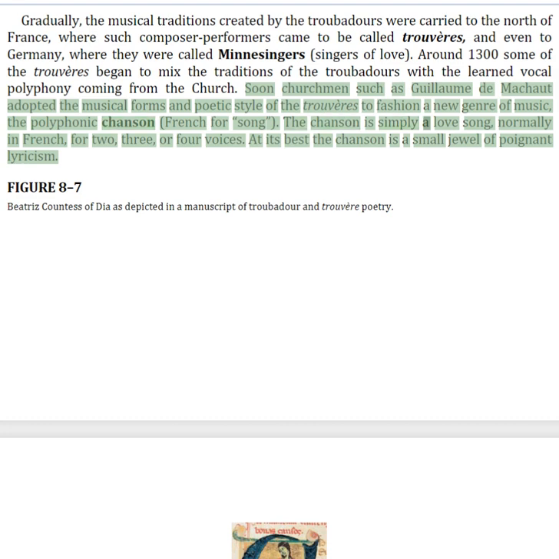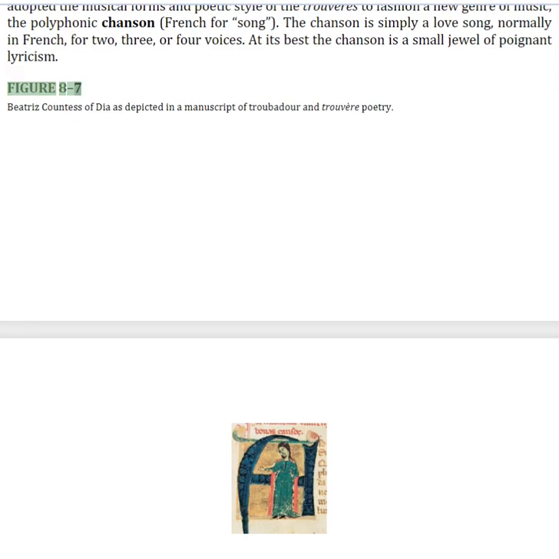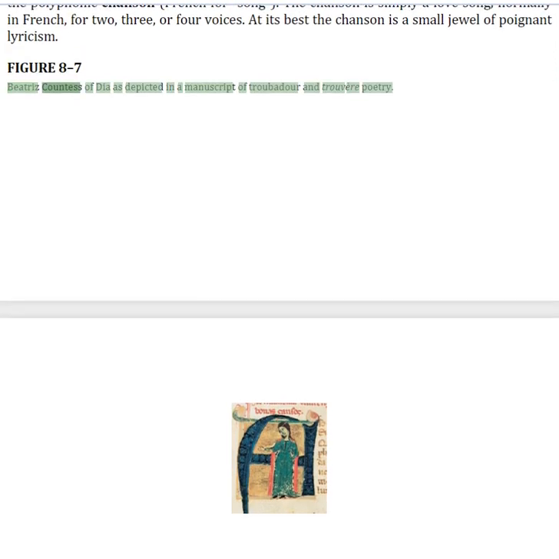The chanson is simply a love song, normally in French, for 2, 3, or 4 voices. At its best, the chanson is a small jewel of poignant lyricism. Figure 8.7. Beatrice, Countess of Dia, is depicted in a manuscript of troubadour and trouvère poetry.